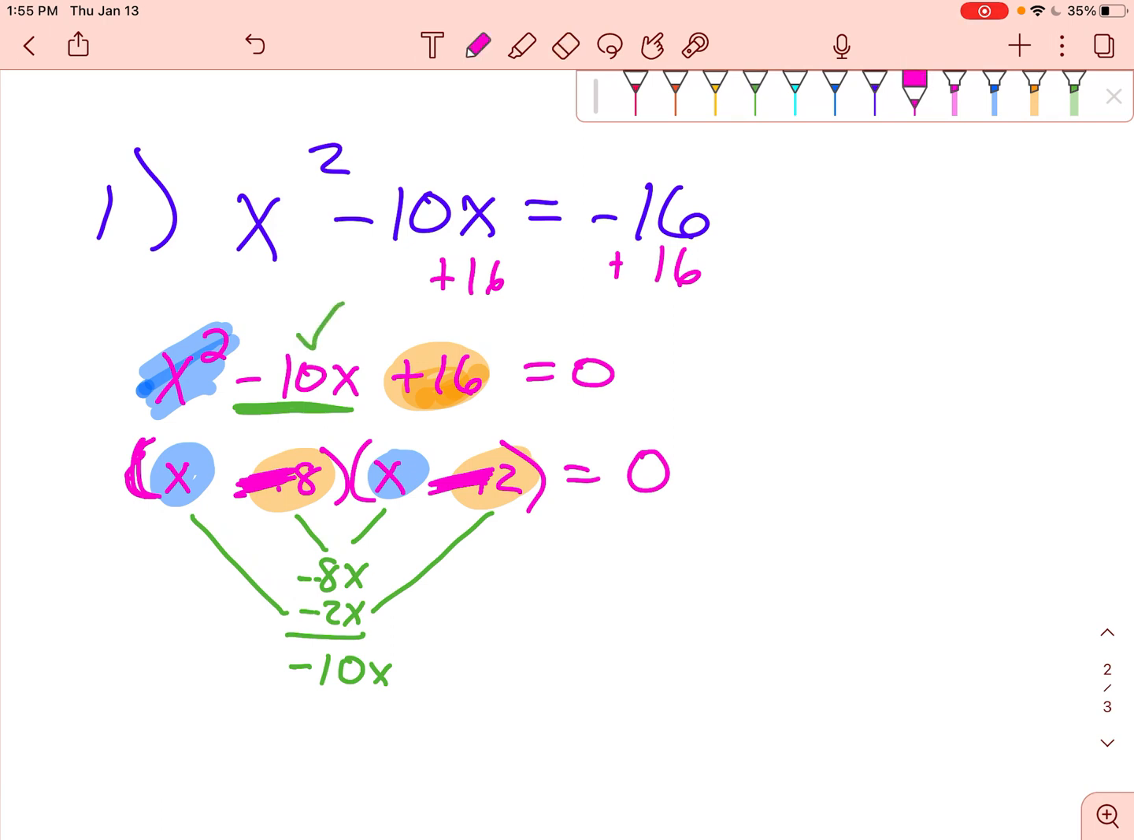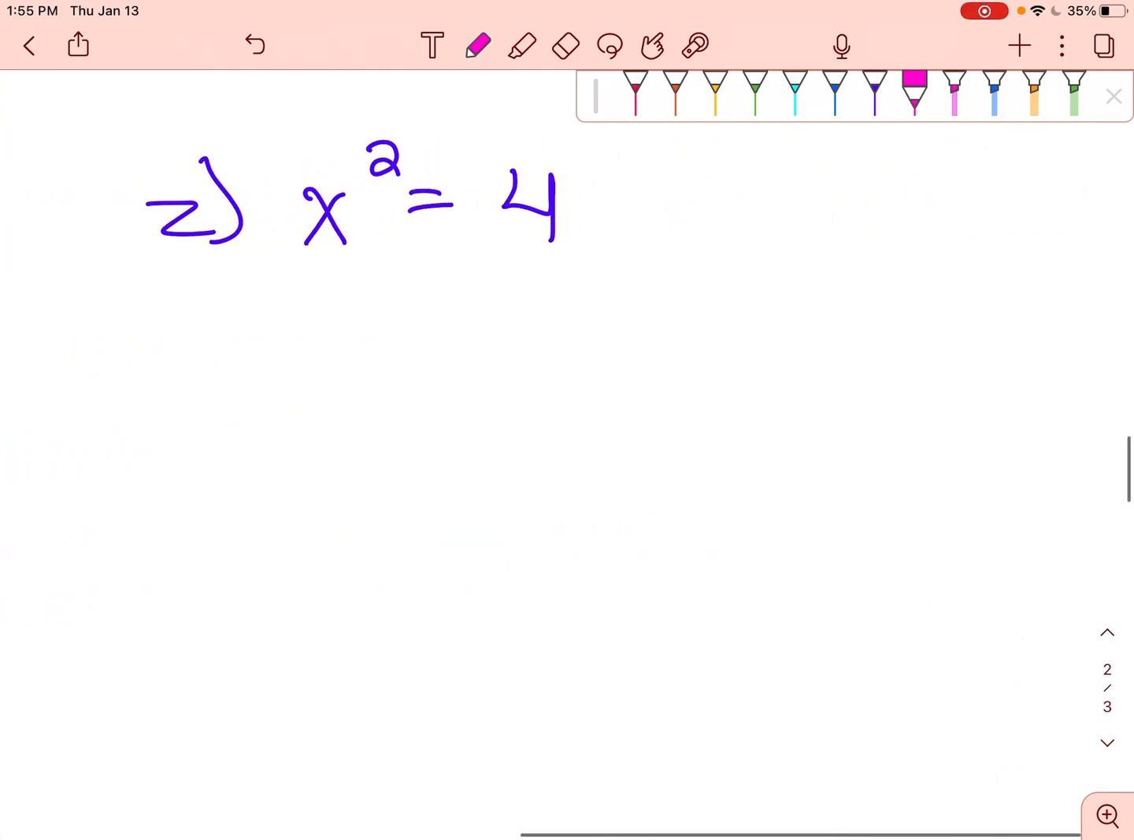So after I'm done with that, I take my factors, x minus 8 and x minus 2, and I set them each equal to 0. I need to find those x-intercepts, okay? So for this one, if I solve it, I have x is equal to 8, and for this one, I have x is equal to 2. If you take those numbers and plug them in, they should work, okay?